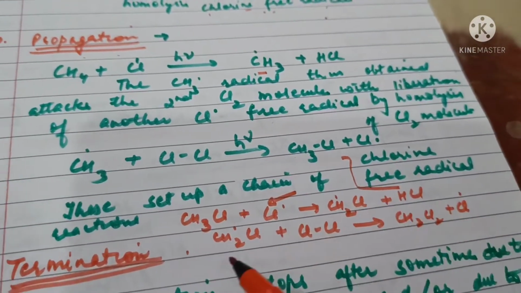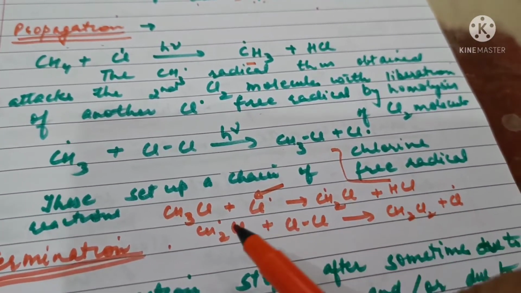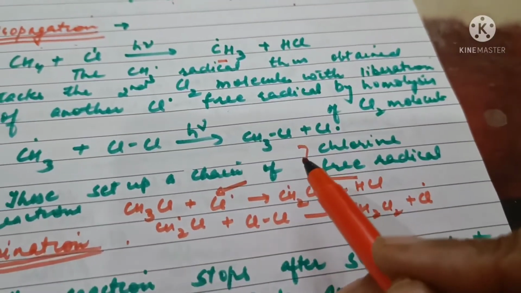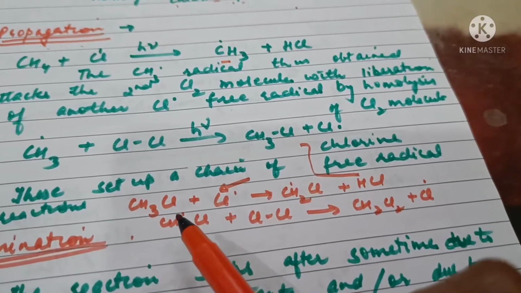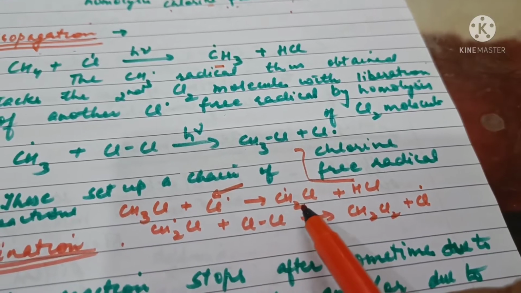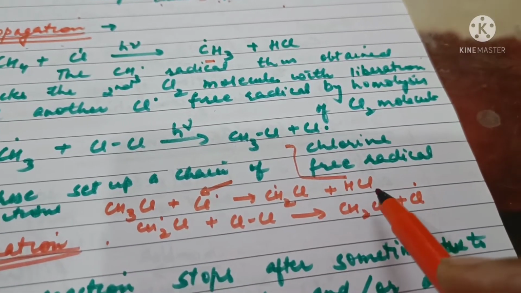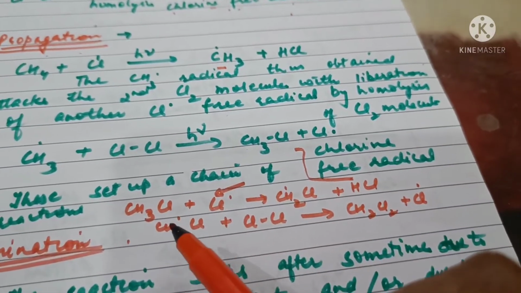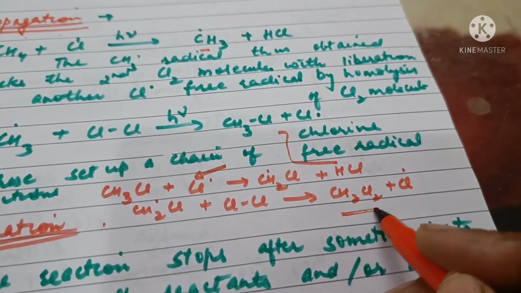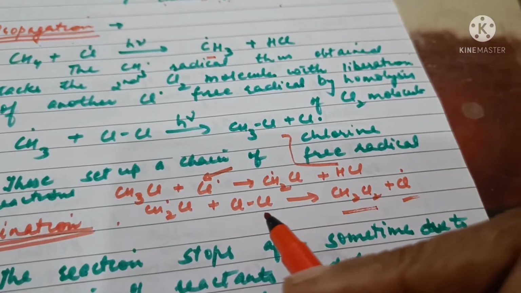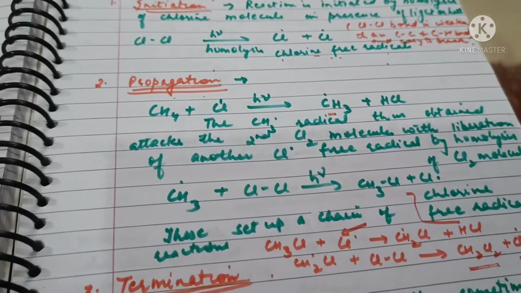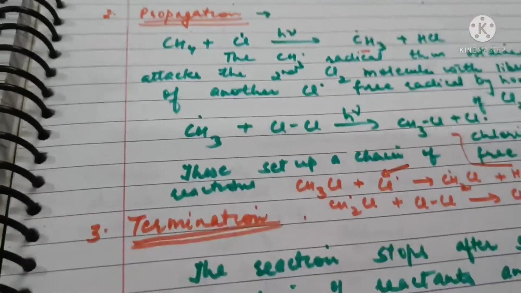In addition to this, there are a set of other reactions also which are taking place simultaneously. For example, the methyl chloride formed here can react with another chlorine free radical to form methylene chloride free radical and HCl. Methylene chloride free radical will react with another chlorine molecule to form methylene dichloride and chlorine free radical. So this second step is the propagation step, in which the rate of reaction keeps on increasing.